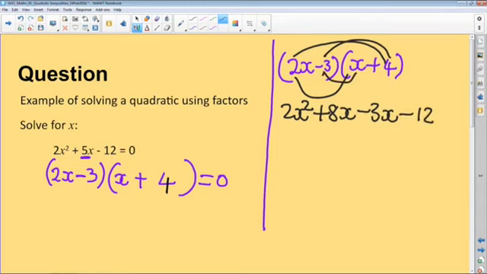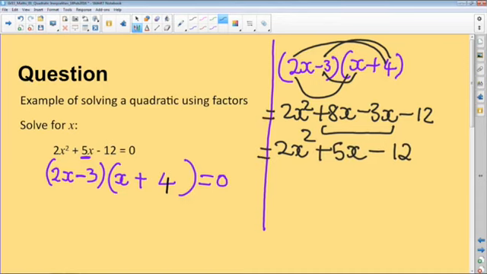So you have 2x squared, and your like terms, the middle term, will be 8x minus 3x, which is plus 5x minus 12. Now watch what we are talking about. This is an expression at that particular moment. So it goes back to the original one.